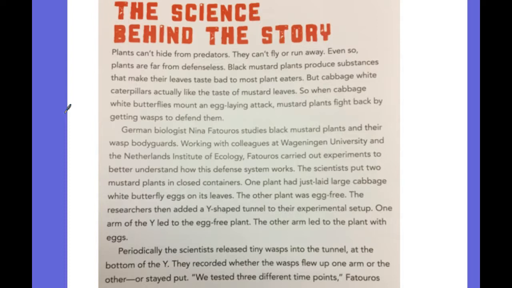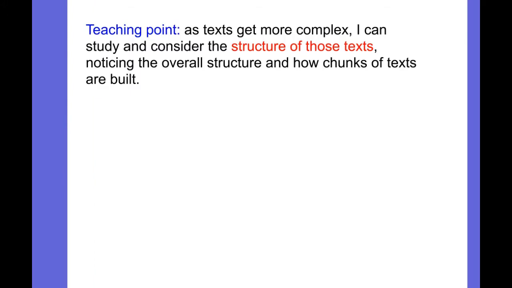Plants can't hide from predators. They can't fly or run away. Even so, plants are far from defenseless. Black mustard plants use substances that make their leaves taste bad to most plant eaters, but cabbage white caterpillars actually like the taste of mustard leaves. So we're going to skip through. We aren't going to read this whole thing right now. I already showed you this when we're talking about the structure of text and how they get complex.